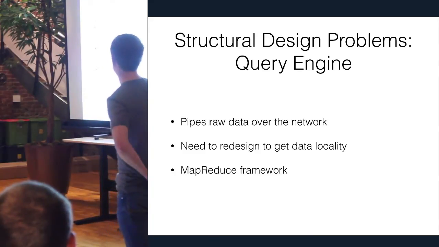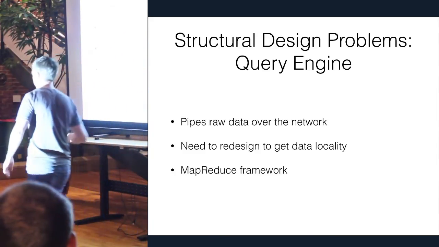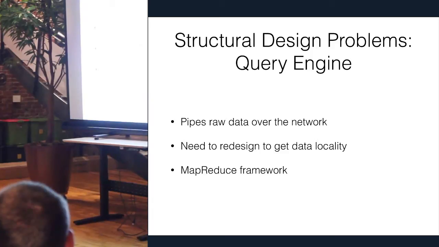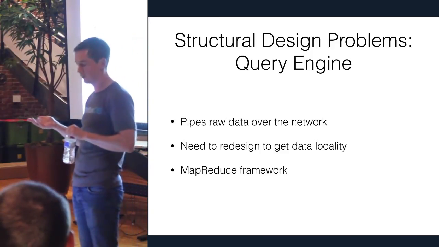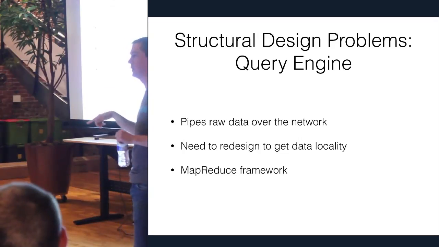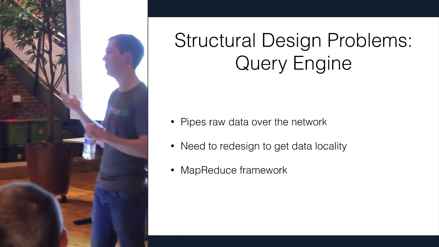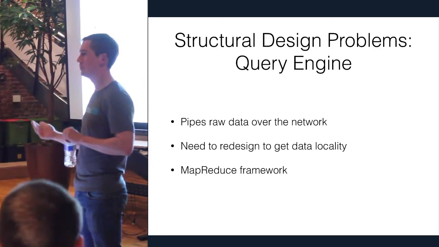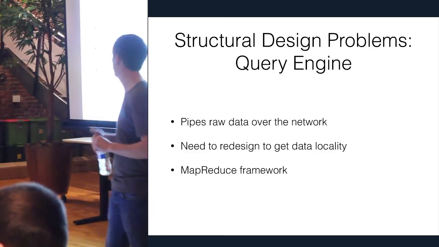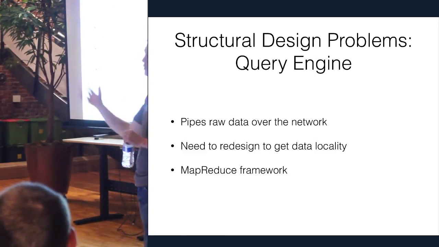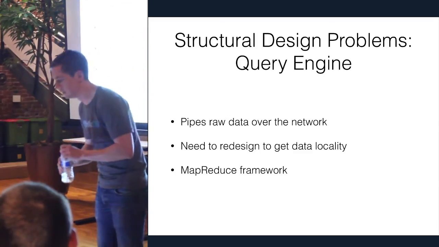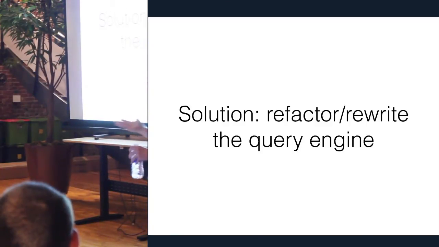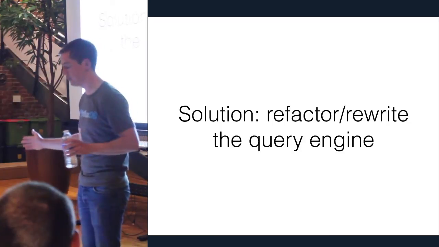So another example of a structural design problem is the query engine. In the previous version of Influx, the query engine would pipe all the raw data over the network. We'd run the computation and send the summary text back to the user. Now, one of the whole reasons we wanted to write the database from scratch is we wanted to design a query engine where people would get data locality, right? That's the thing that we learned from MapReduce. You ship the code to where the data lives, not the other way around. So the solution there was to completely refactor, or essentially rewrite the query engine so that it followed a MapReduce paradigm.